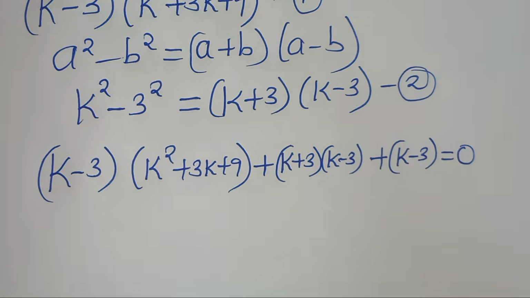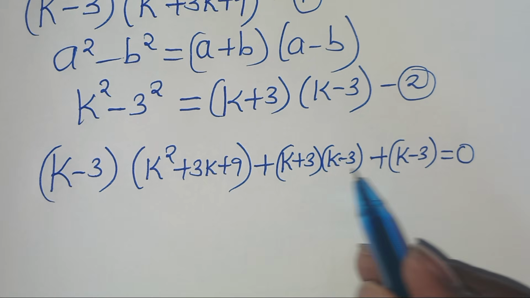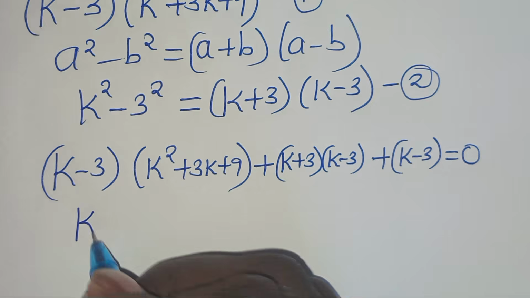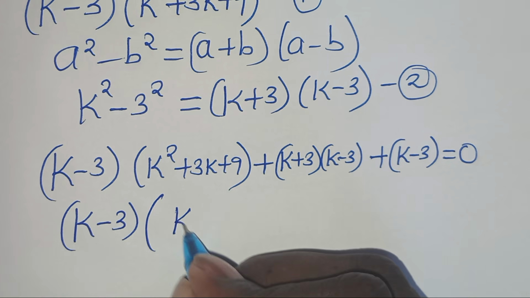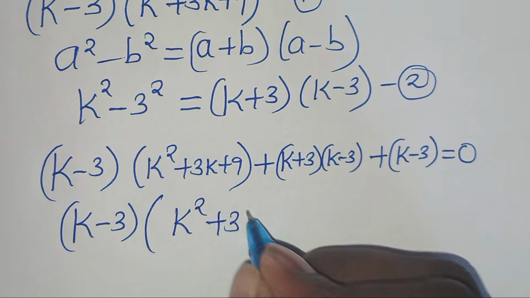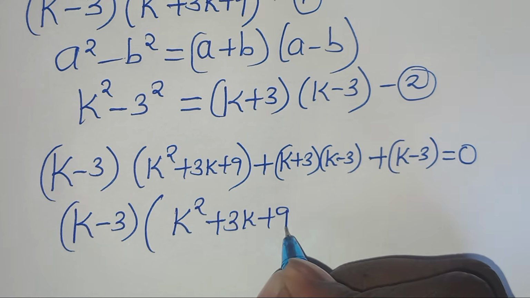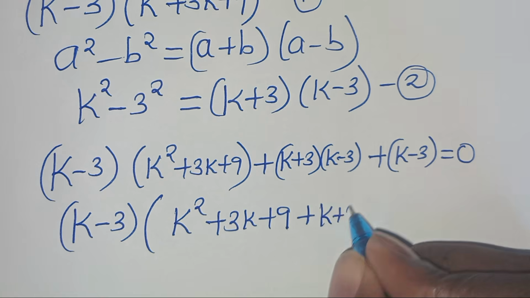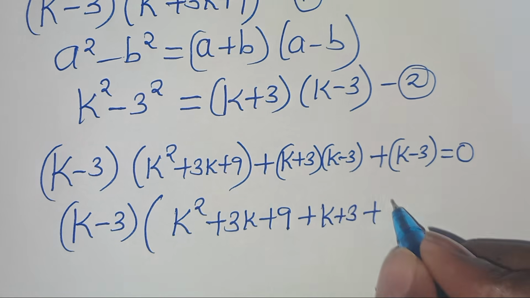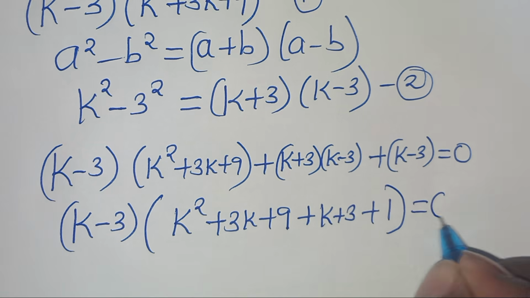So this is to mean that k minus 3 is common here. So this means we can factor out k subtract 3 into the parentheses. This is k squared plus 3k plus 9, then plus, here we have k plus 3, then plus 1. This is equal to 0.